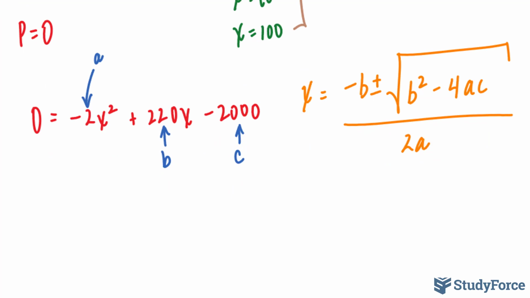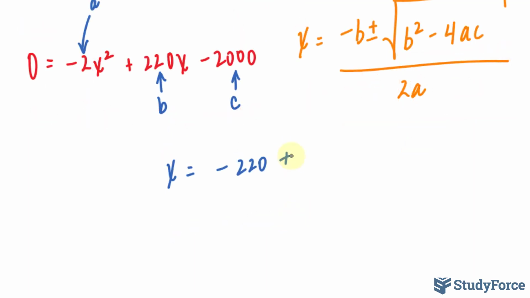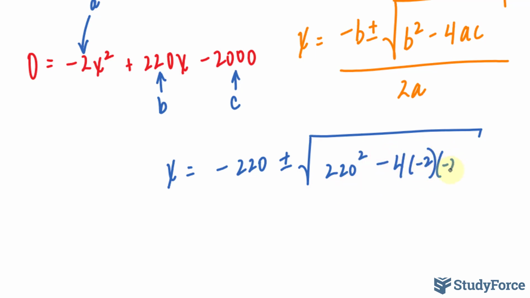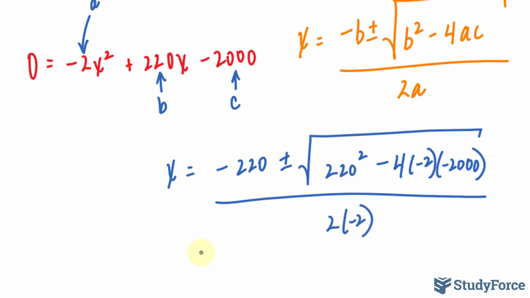Now be mindful that there are many other ways that we can find these values of x, but I've decided to use the quadratic formula instead. So now that we have b, a, and c, we can go ahead and substitute it into our formula. We have x is equal to negative 220 plus minus the square root of 220 squared minus 4 times negative 2 times negative 2000. All divided by 2 times negative 2.